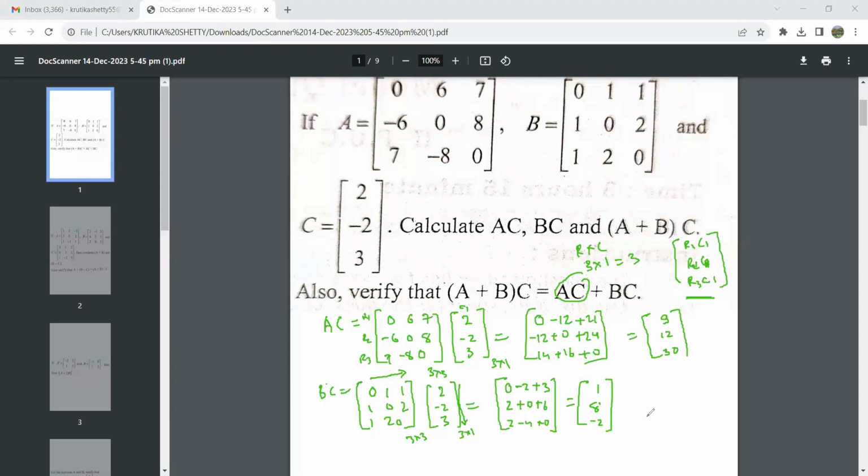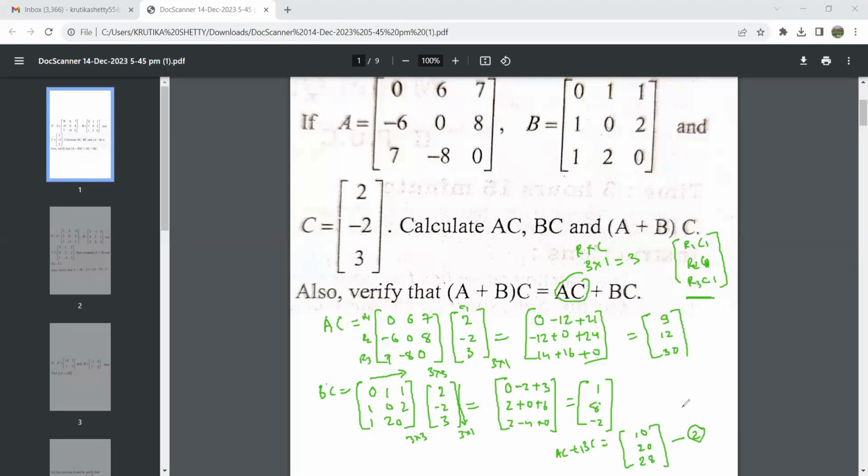So see, in the final part what we need to do is we need to add these two matrices. So I will be doing the last part over here. So AC plus what? BC. So AC plus BC, just we need to add these matrices. 1 plus 9, it is equal to 10. 8 plus 12, it is equal to 20. And 30 minus 2, it is equal to 28. And this will be our equation number 2.